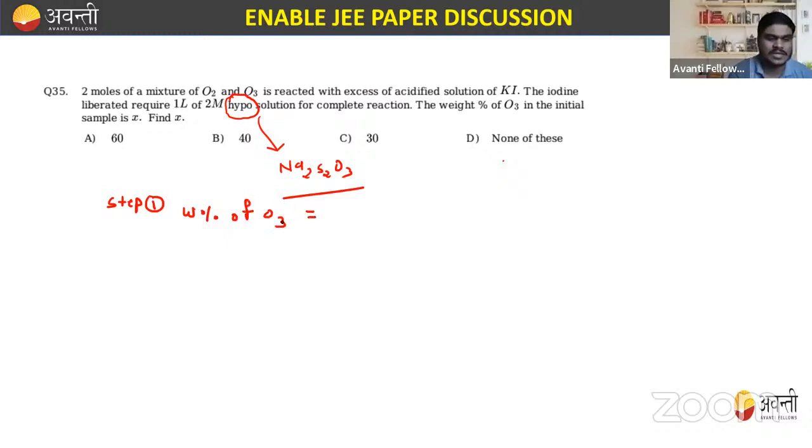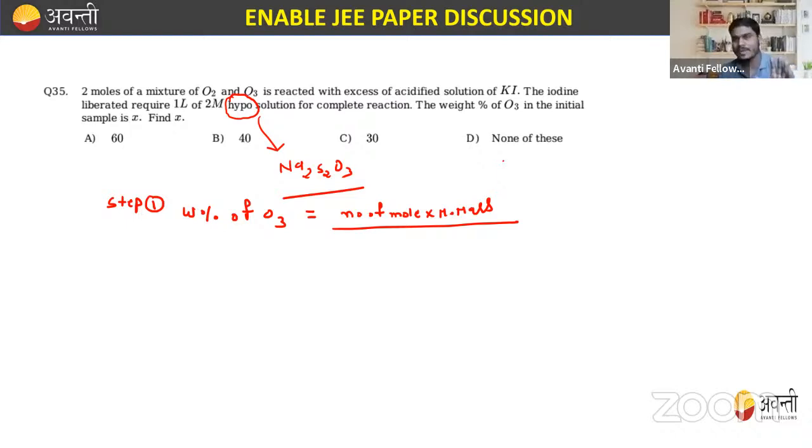So how can you calculate this weight percentage of O3? If we know the number of moles of O3, and multiply by its molar mass, then we know the mass of the particular component, right? So weight percentage means what? You have to calculate the mass of the component upon total mass into 100, like we used to calculate the mass of the solid upon total mass into 100. This is the formula for calculating weight percentage.